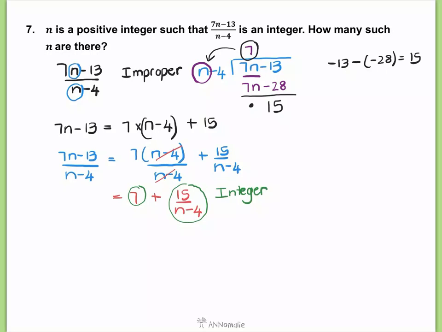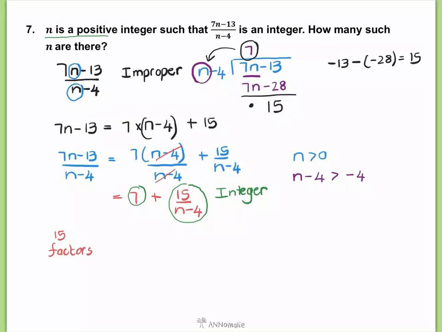What are the constraints? n is a positive integer, and we want to know how many n's there are. So we know that n is greater than 0, and n minus 4 is therefore greater than minus 4. So all we're interested in is the factors of 15.